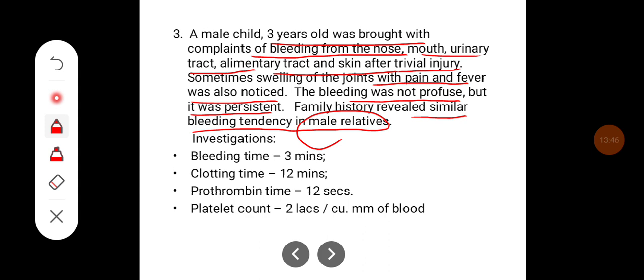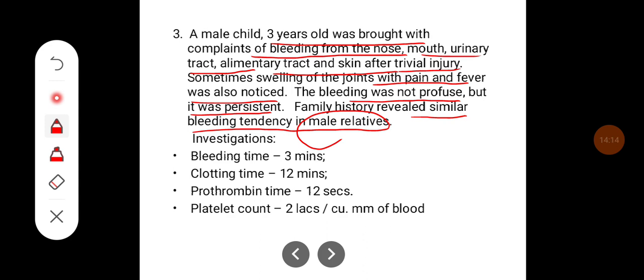So all this history is suggestive of hemorrhagic disorder, and more common hemorrhagic disorder is hemophilia. Okay. So obviously, because of the absence of clotting factor 8, there is excessive bleeding because of the coagulation failure in the different parts of the body after trivial injury.